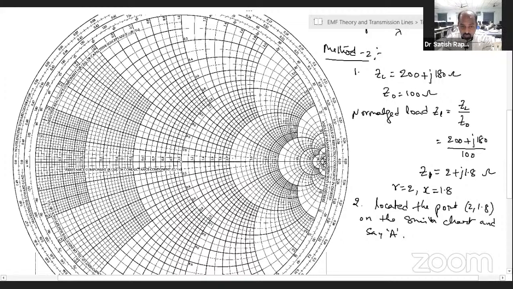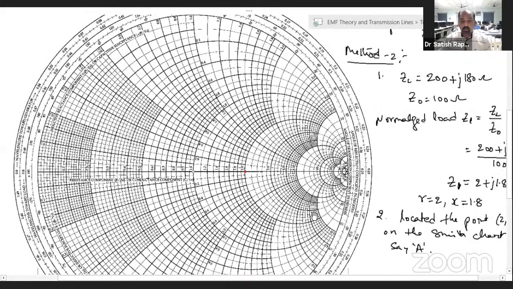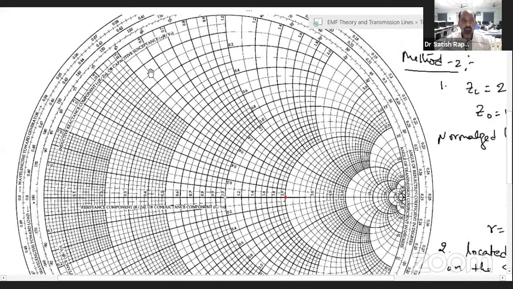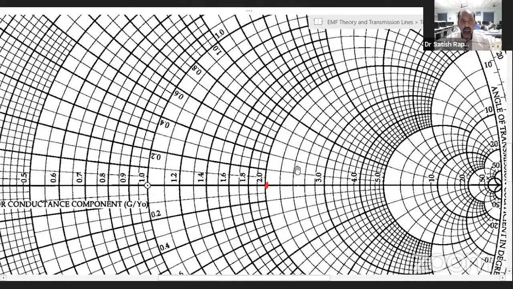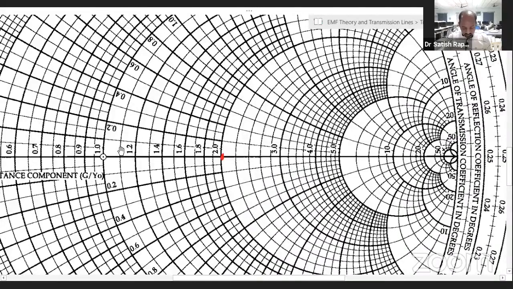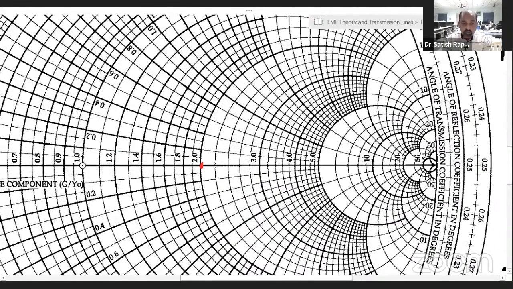So R is equal to 2, right? If you can see here, this is R is equal to 2 circle. Is it visible? Okay, I think it is visible to you now. So this is the R is equal to 2 circle, this one.